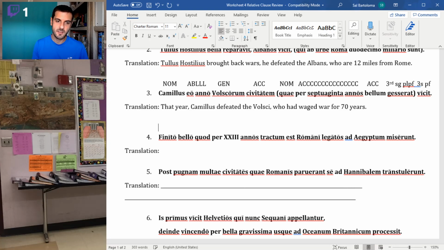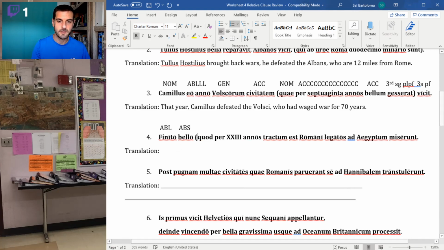First two words in this line, finito bello. Oh boy, if you guys haven't learned this about me yet, I am a sucker for a good old ablative absolute. Okay, I don't know why, I just like them. Then we have our relative clause here starting at quod. Quod per viginti tres annos tractum est. We have our verb tractum est, so that's where my clause ends.